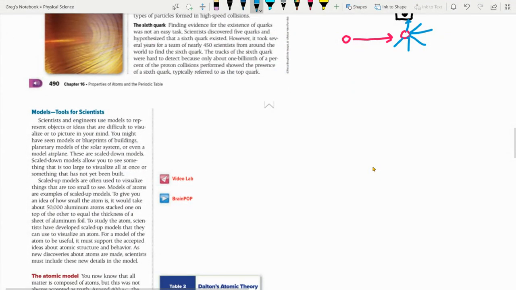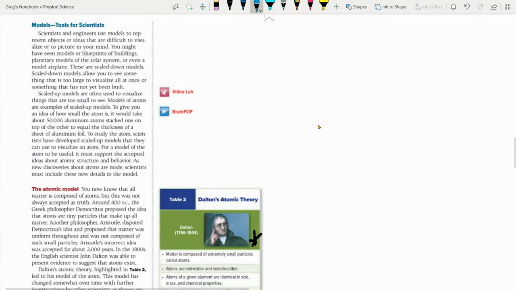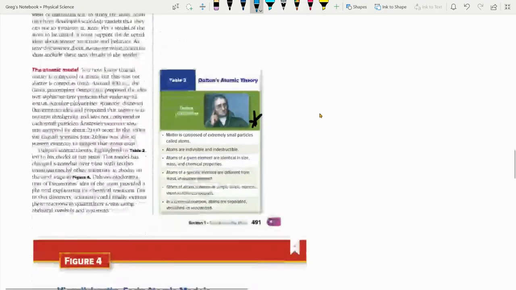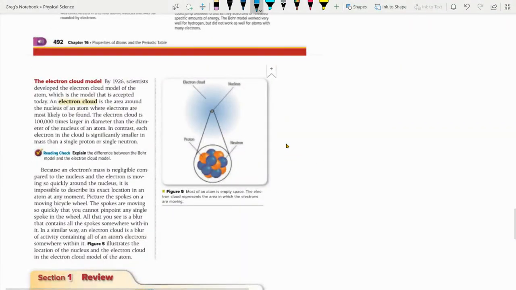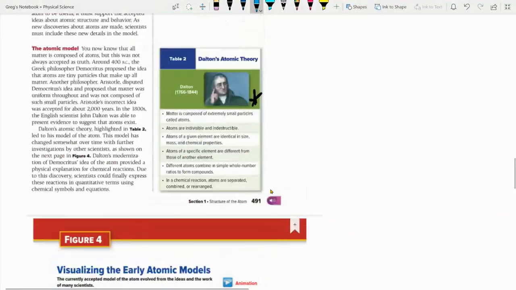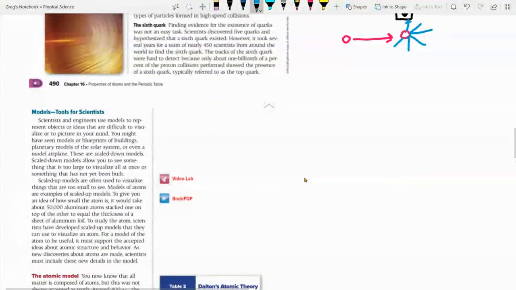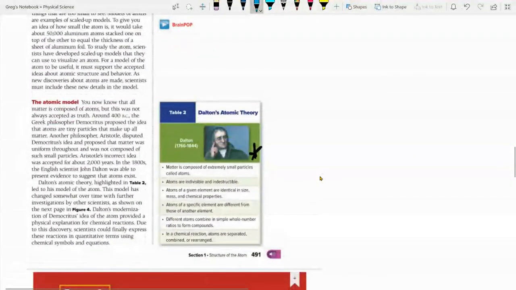Okay, so scientists and engineers use models, and the atomic model we use today is this right here, the electron cloud model. There are all kinds of different models in here, but the electron cloud model is the one we use.